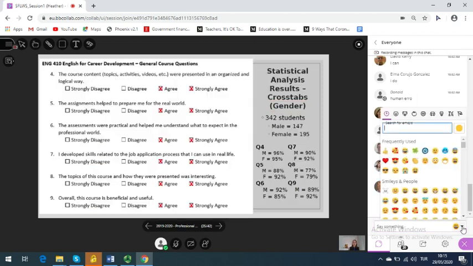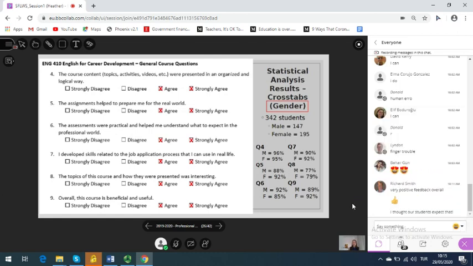Then we also had crosstabs. So remember, this one focuses on gender, so how many boys chose these answers and how many girls chose these answers. We have the breakdown here. So there were 342 students, 147 males, 195 females. And again, these percentages that you can see are the percentage of males and females that chose agree or strongly agree.